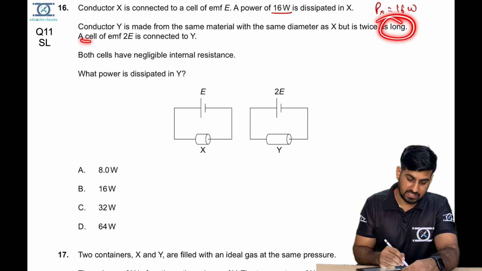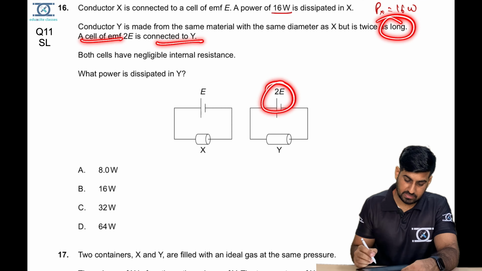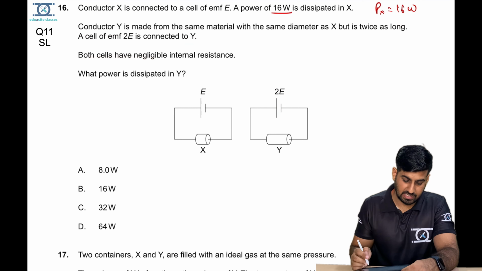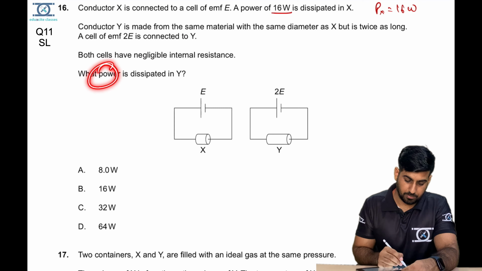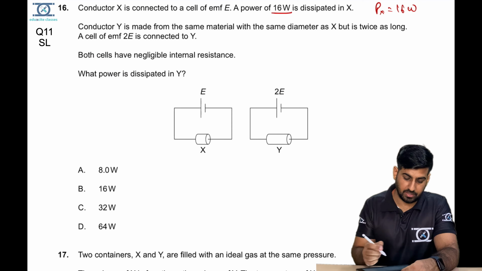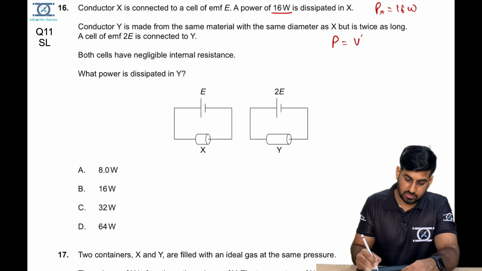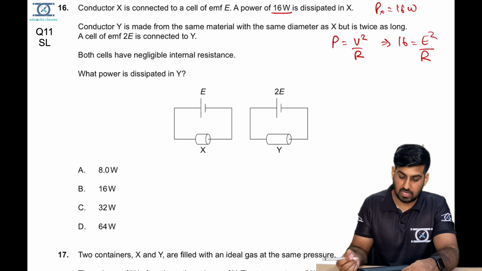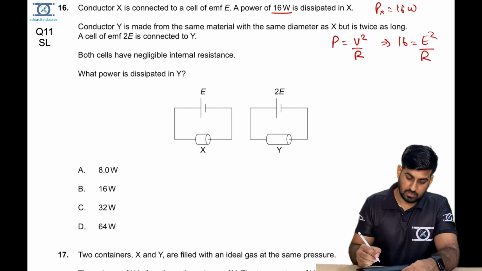Twice as long. A cell of EMF E is connected to Y. Both cells have negligible internal resistance. The power dissipated in Y will be? So we know that power is equal to V square by R, right? So for X, 16 equals E square by, let us say the resistance is R for X.